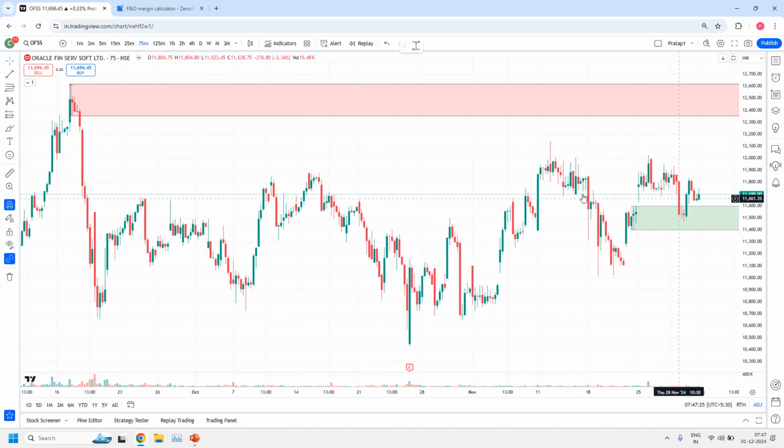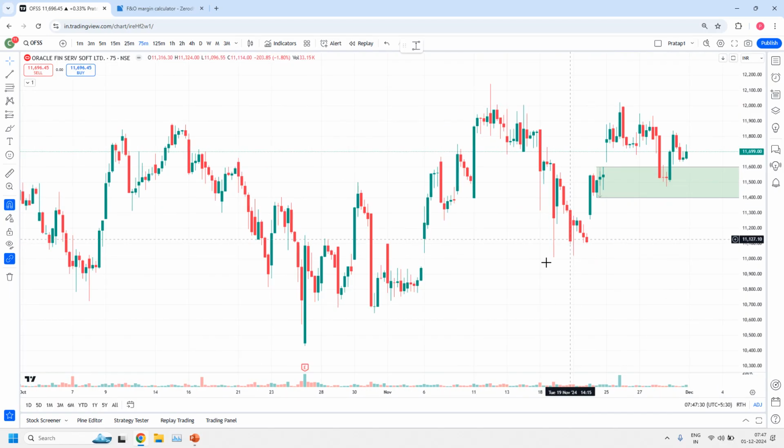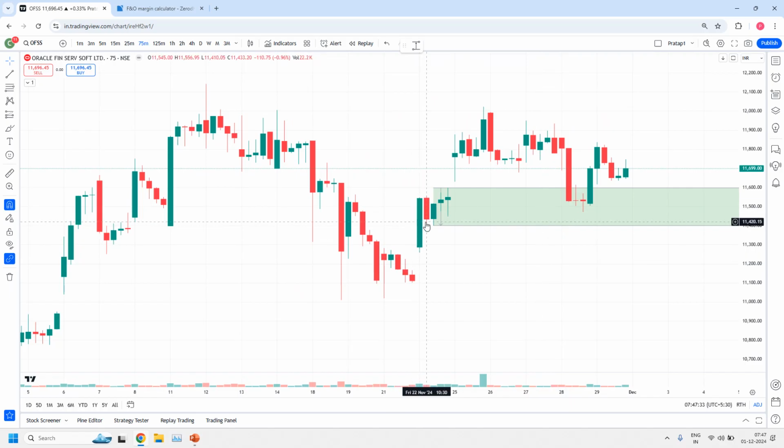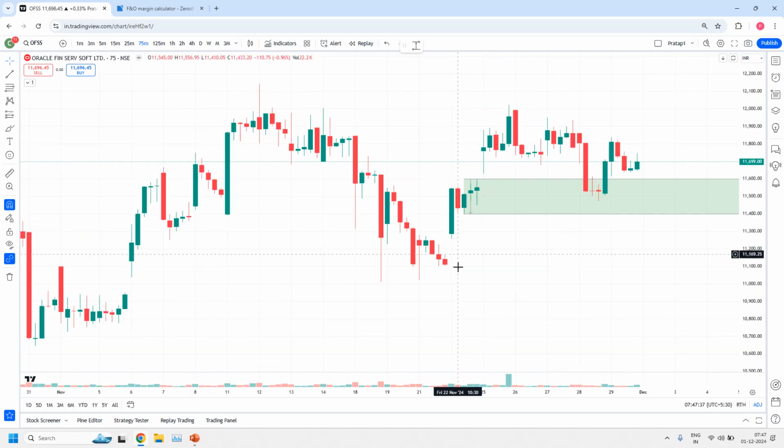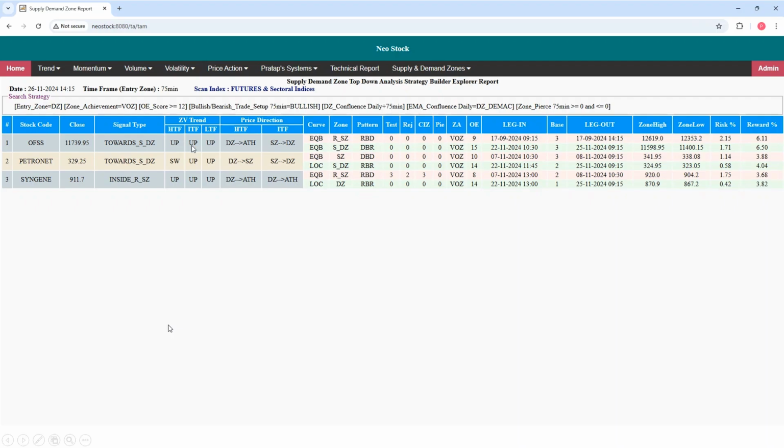Okay, this is the latest price. Forget about it. This is the latest price. But when the zone was created, on 22nd November, the zone was created. The 75-minute zone, entry zone. See here, the entry zone, this is a high liquidity demand zone. But we are not using HLQ strategy, please remember. This is 22nd November, 10:30, you have the zone. But our software report is on 26th.